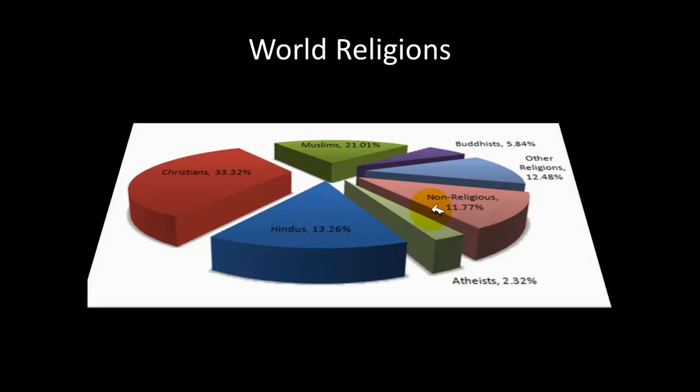Then we go with Hindus. About 13% are Hindus. 11% consider themselves non-religious, which is different from the 2% who consider themselves atheists. 5% are Buddhists, and about 12.48% would consider themselves to be other religions, like tribal religions or smaller religions of indigenous peoples of different areas.